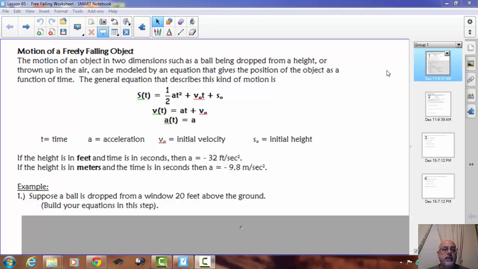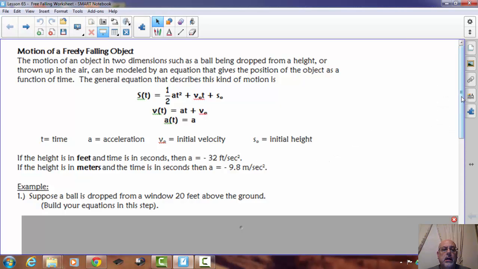If the height is in feet and time is in seconds, then a is equal to negative 32 feet per second squared. If the height is given in meters and time is in seconds, then a is equal to negative 9.8 meters per second squared. Now this is something that I know they look at on a regular basis when they're doing these types of problems in physics. The physics students tell me that I've rounded the 9.8 meters per second squared and maybe even the 32 feet per second squared. But for our purposes, I don't need to carry it to any more decimal places than that.